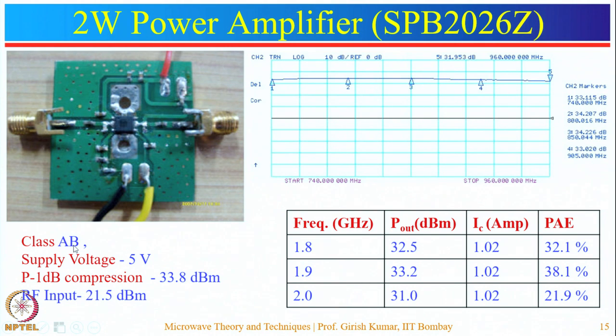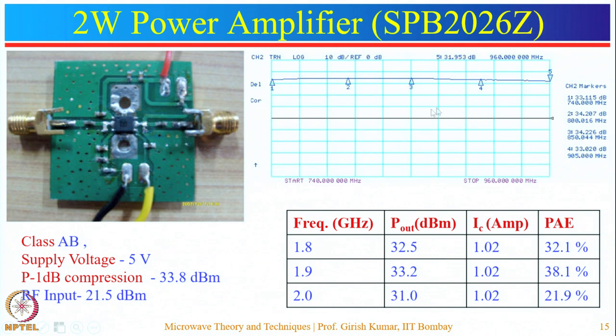This is a class AB transistor based power amplifier. The nominal supply voltage for this amplifier is 5 volt and the 1 dB compression point is 33.8 dBm. Here the 1 dB compression point means that for the RF input signal, the power gain decreases by 1 dB. The RF input corresponding to that variation is known as the 1 dB compression point. So in this case, this is 33.8 dBm. The RF input for this amplifier is taken as 21.5 dBm for measurement.